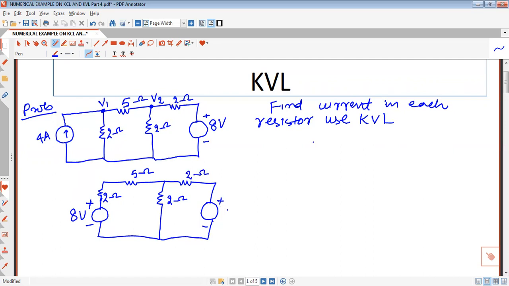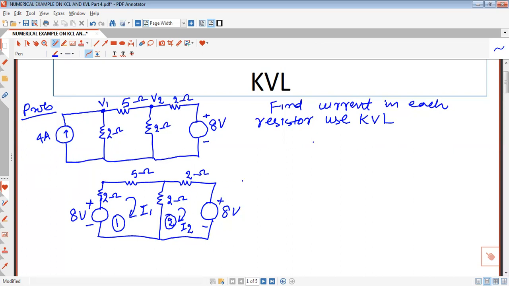So now we have only two loops, where we have to apply Kirchhoff voltage rule. Let the current flowing in this loop be I1, and in this loop I2. Let this be loop number 1 and this be loop number 2, meaning starting from here, here and here and then ending here.